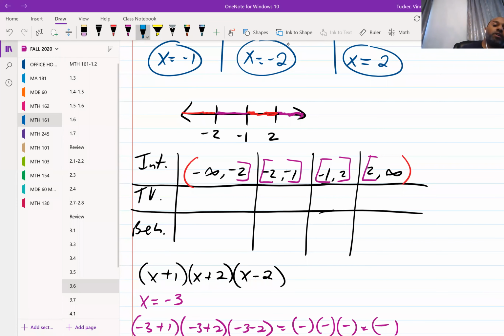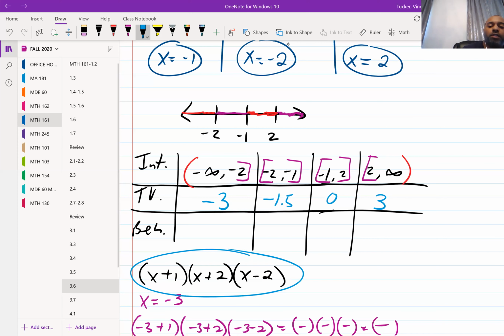All right. So as far as our test values go, it just has to be anything in this interval here. We're looking at less than -2. So anything less than -2, you can actually choose -100 if you want. You're still going to get the same result. Remember, all we want to know is whether our value is going to be positive or negative. So choose -3 here, in between -2 and -1, -1.5. Here I can choose 0 and then +3. All right. Then plug those values in.